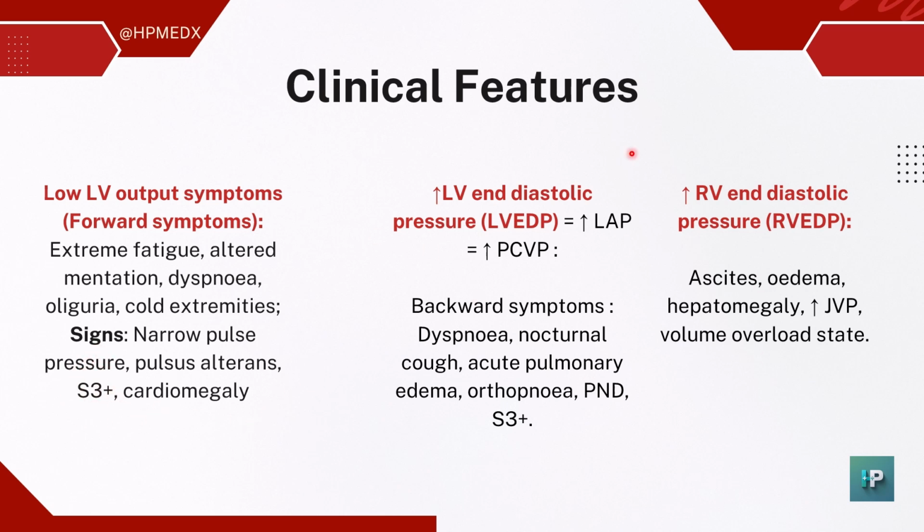And then diastolic failure. At first we see left ventricular failure, so it results in the increase in the end diastolic pressure. This results in increase in left atrial pressure and leads to increased pulmonary capillary venous pressure, so that backward symptoms you can see this. And then the symptoms are dyspnea, nocturnal cough, acute pulmonary edema, orthopnea, paroxysmal nocturnal dyspnea, and third heart sound.